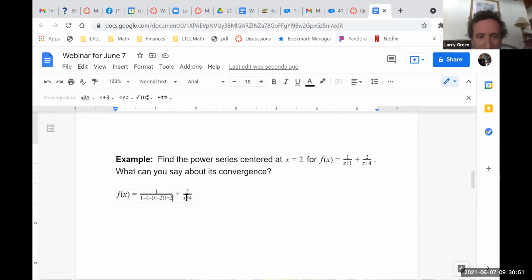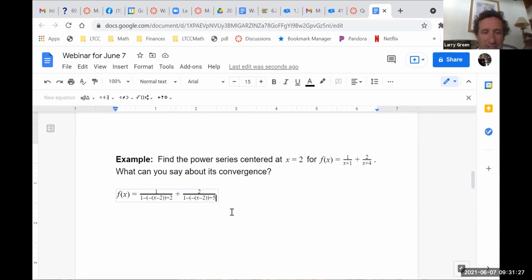Then I'm going to do the same thing with the second one, or the same idea. I don't want an x plus 4. I want a 1 minus, and then I'm going to do a negative parenthesis x minus 2. And then I've got to see how to adjust it. So 1 minus 2 is negative 1. I need 4. So I'm going to go plus 5. Anyone lost on what I just did so far?